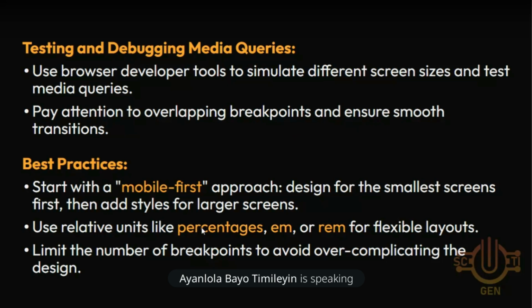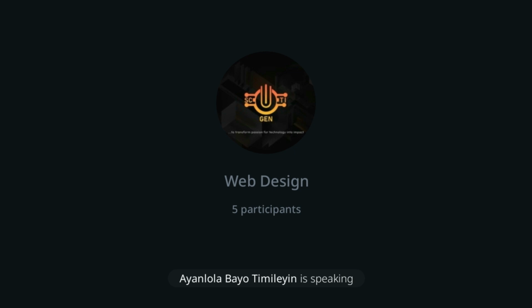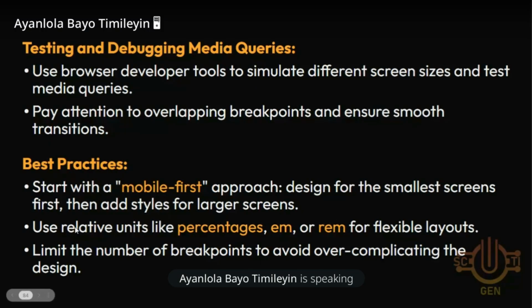Also, use relative units like percentages, em, rem for flexible layouts. We have mentioned this in the session where we talked about measurement in CSS, that we have relative units and absolute units. Absolute units are fixed units, right? But for relative, you can use these units for responsive design. Also, limit the number of breakpoints to avoid overcomplicating the design. You also have to be very careful. As much as you want to create a responsive layout, you have to minimize the number of breakpoints you're going to use in your design.